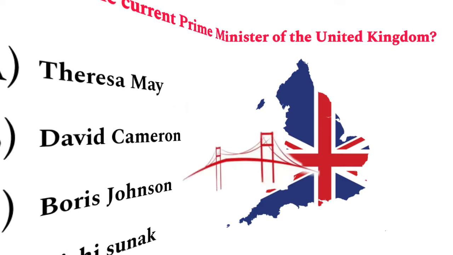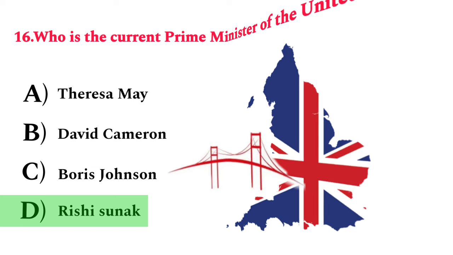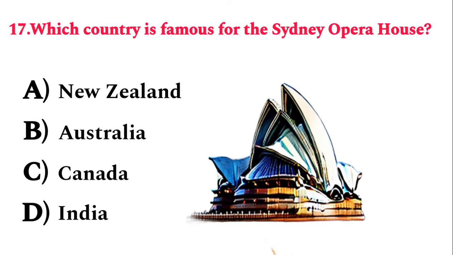Question number 16, who is the current Prime Minister of United Kingdom? Correct answer option D, Rishi Sunak. Question number 17, which country is famous for the Sydney Opera House?